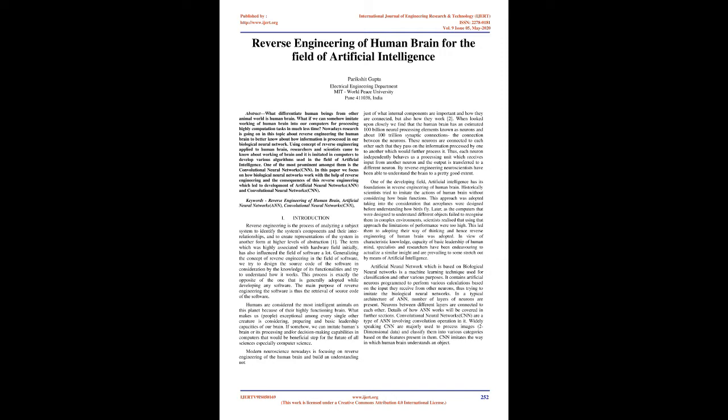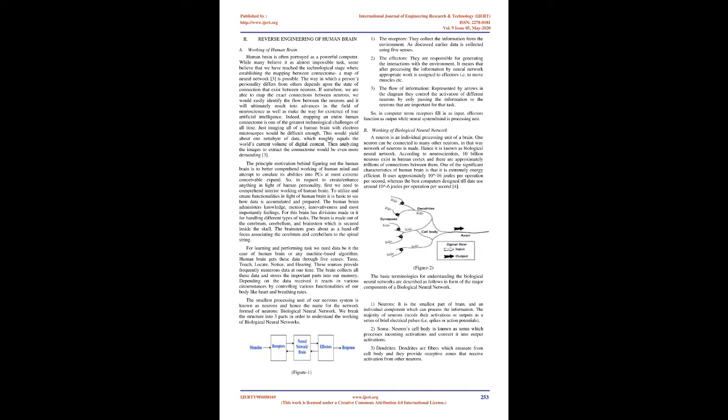In view of the characteristic knowledge and decision-making capacity of the human mind, specialists and researchers have been endeavoring to achieve similar intelligence and are succeeding to some extent by means of artificial intelligence. An artificial neural network, which is based on biological neural networks, is a machine learning technique used for classification and various other purposes. It contains artificial neurons programmed to perform various calculations based on the input they receive from other neurons, thus trying to imitate biological neural networks.